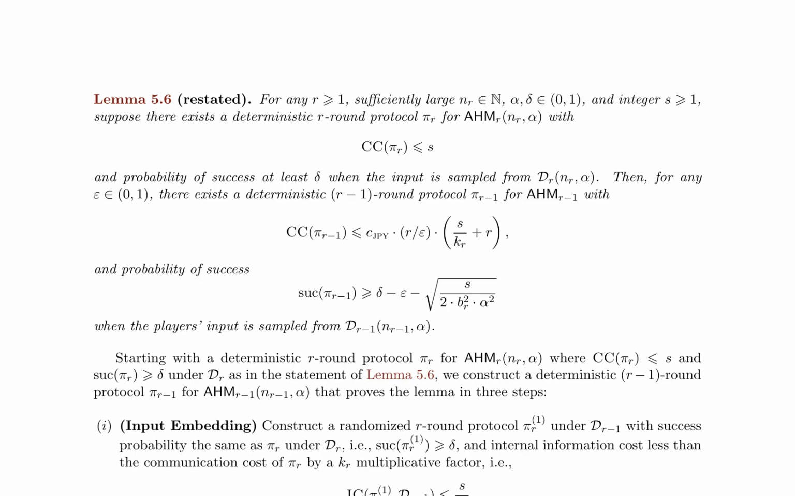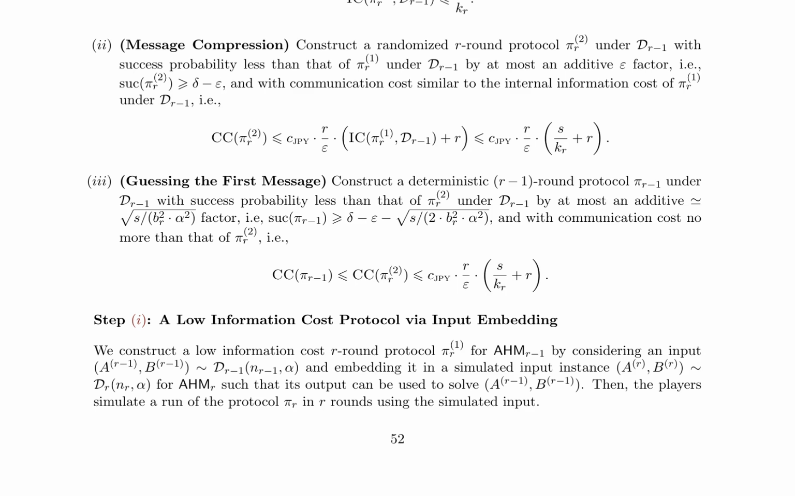Second, a randomized r round protocol pi 2 r is constructed under D r-1, which has a success probability less than that of pi 1 r by at most an additive epsilon factor, and a communication cost similar to the internal information cost of pi 1 r under D r-1. This is achieved through message compression. Third, a deterministic r-1 round protocol pi r-1 is constructed under D r-1, which has a success probability less than that of pi 2 r by at most an additive r s, 2b2 r alpha 2 factor, and a communication cost no more than that of pi 2 r. This is achieved through guessing the first message.